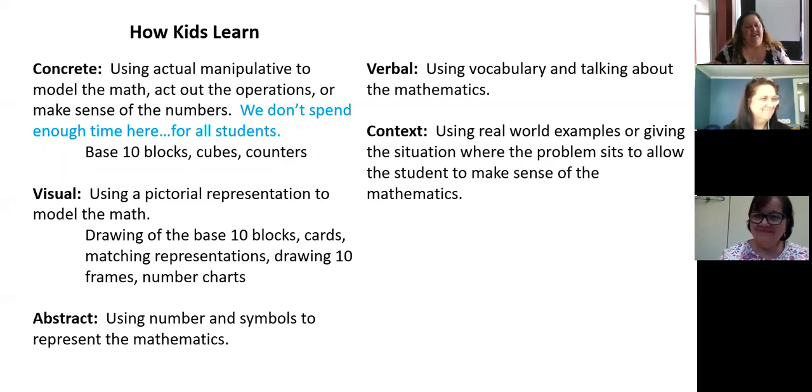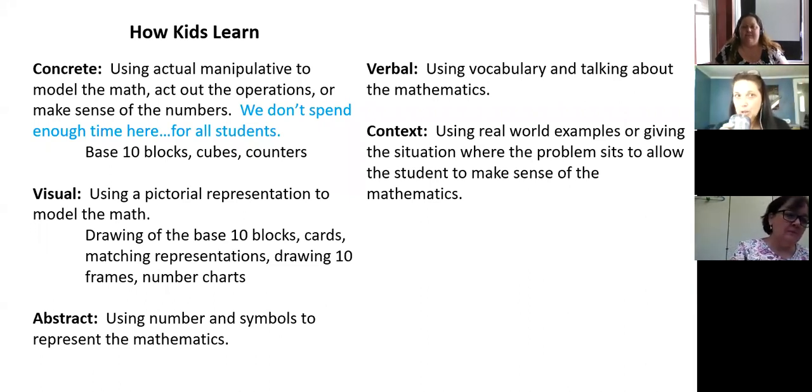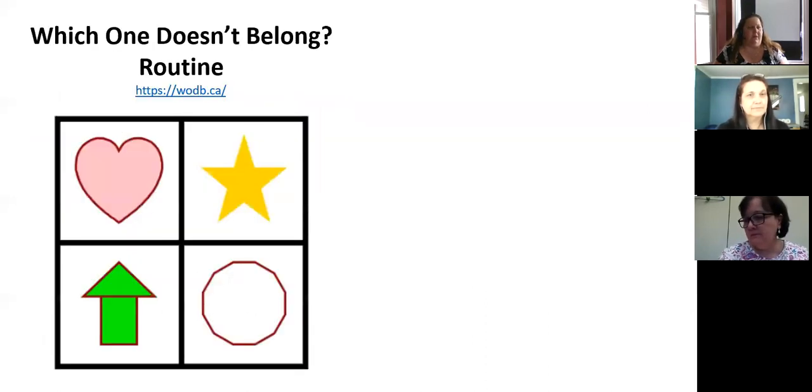Nice. So now we're going to look at a couple of other routines that could prompt a productive struggle. There are some fun, engaging routines that have students thinking about mathematics. Some of them are very visual. Some of them make connections between the visual piece and the verbal, because we're going to ask you to talk about the concepts within these routines. So the first one that I'm going to share with you is which one doesn't belong.